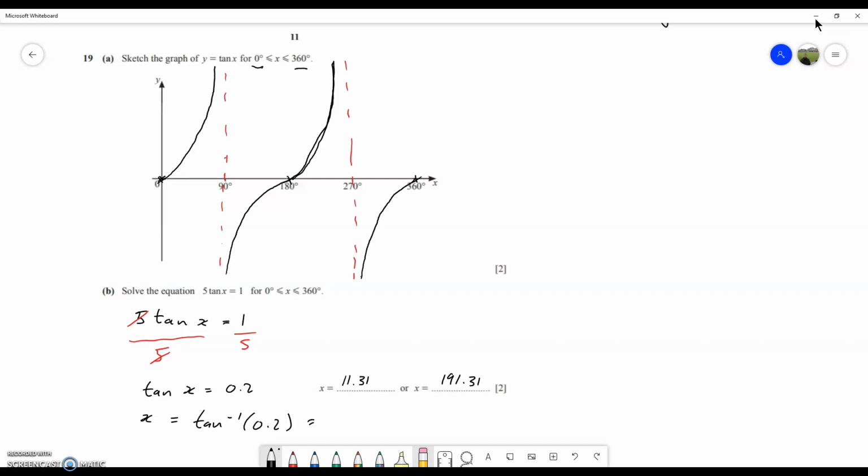If you do need any more practice of that, the key thing is obviously make sure you can answer the questions for sine and cos as well. So make sure you take a look at those.